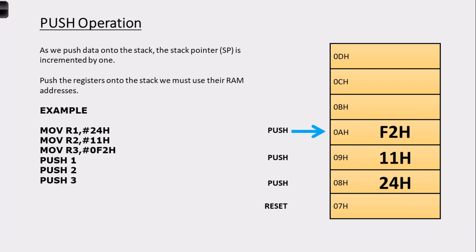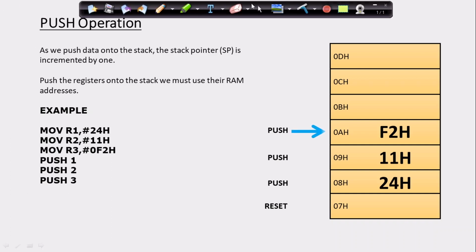Now if you want to push the data which is present in the accumulator, if I write push A, this is one way of writing. And then since we have said to use the RAM addresses, I can say push the address location of the accumulator, which is E0. So I will be writing push 0E0 hexa.